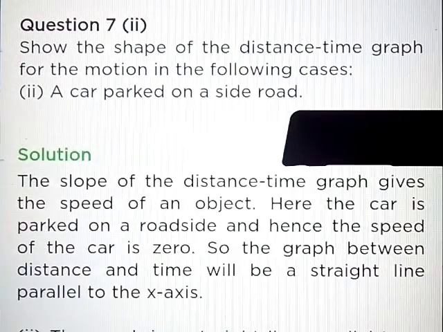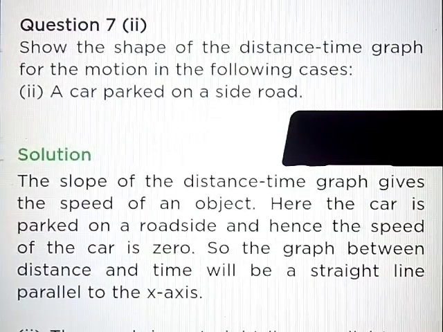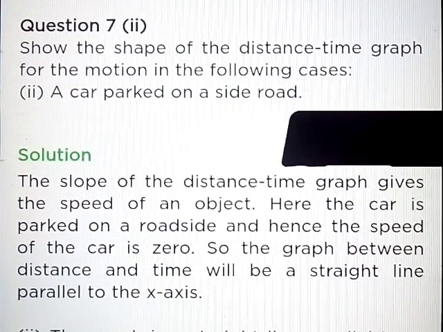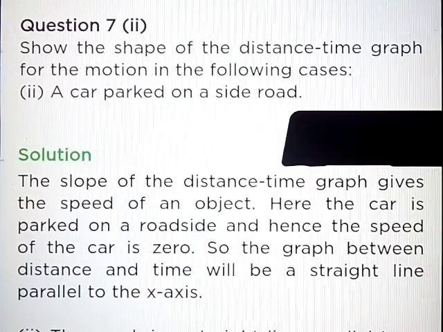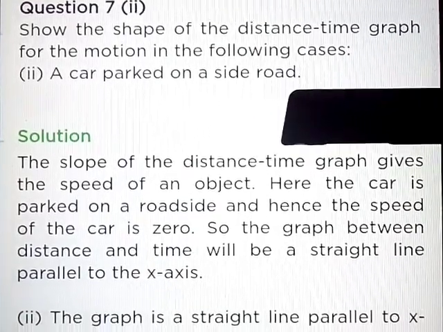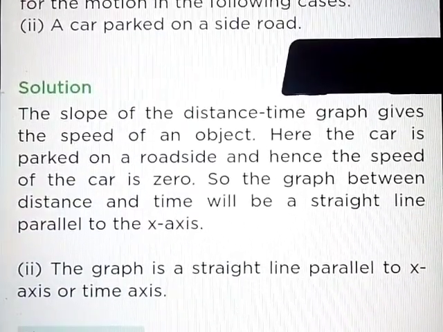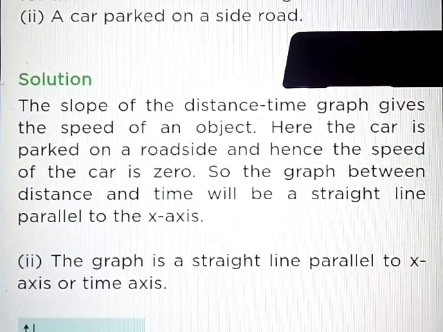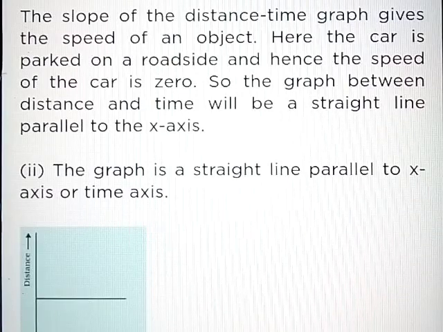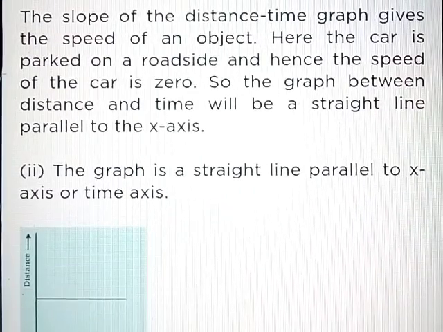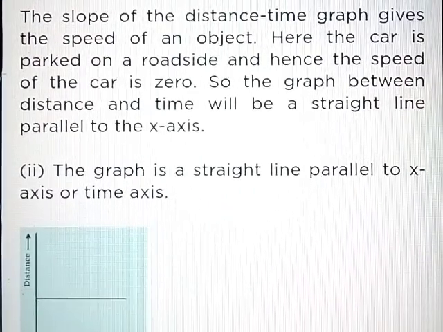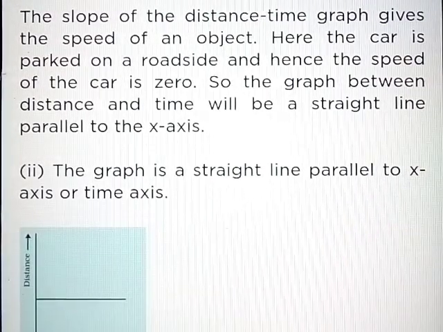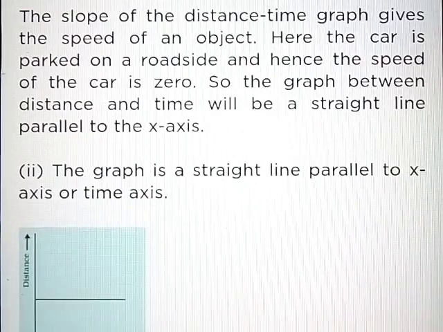Part B. A car parked on a side road. The slope of the distance time graph gives the speed of an object. Here the car is parked on a roadside and hence the speed of the car is 0. So the graph between distance and time will be a straight line parallel to the axis. The graph is a straight line parallel to the x-axis or time axis.